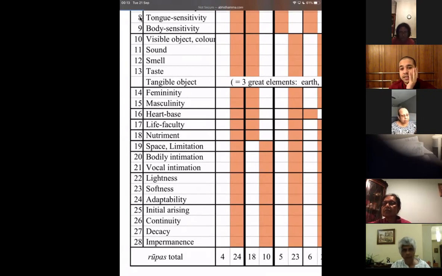Bhante? Yes. This is Chamari. Just clarifying. So it's the intrinsic nature of any material phenomena that it arises due to hetu, then it will continue, then it will decay, and then it will come to an end. So they are the lakshana, they are the characteristics. Yes, they are characteristics. That is clear.